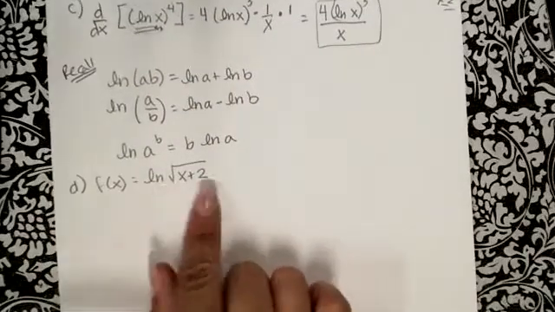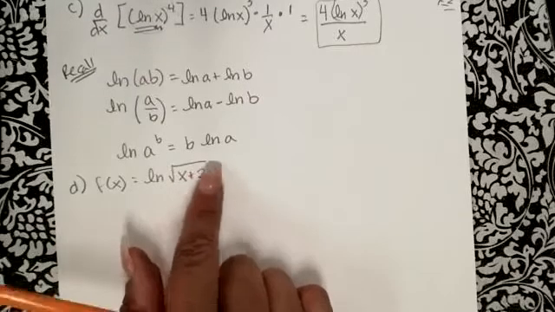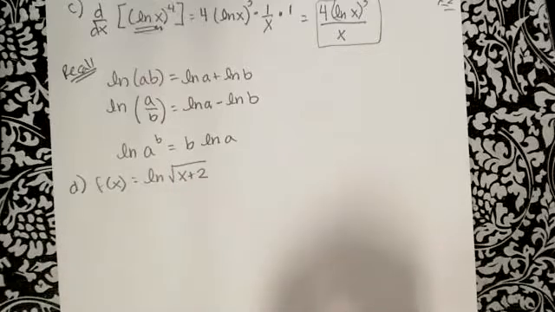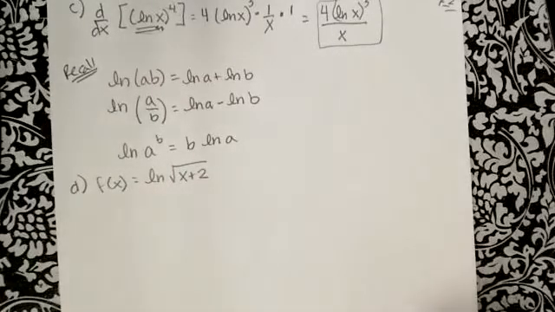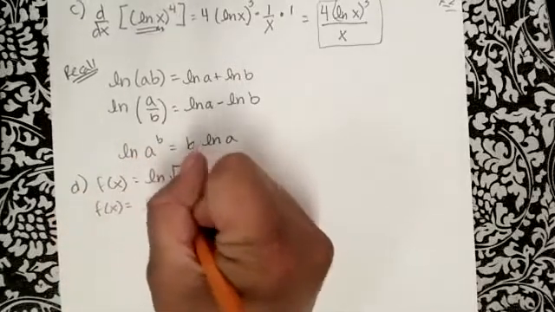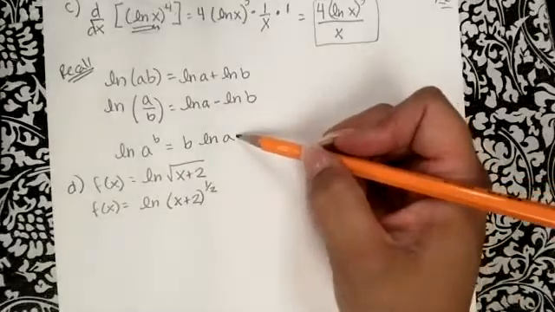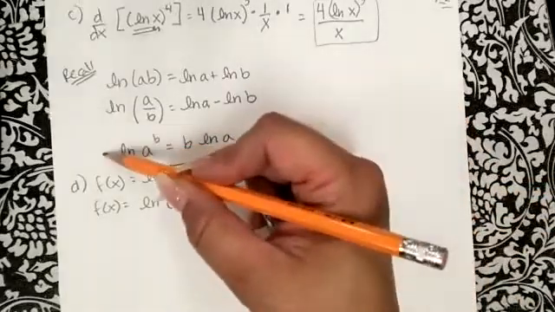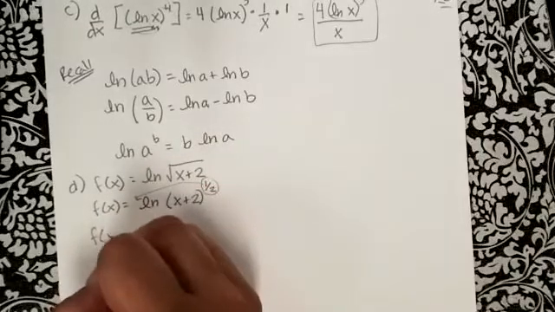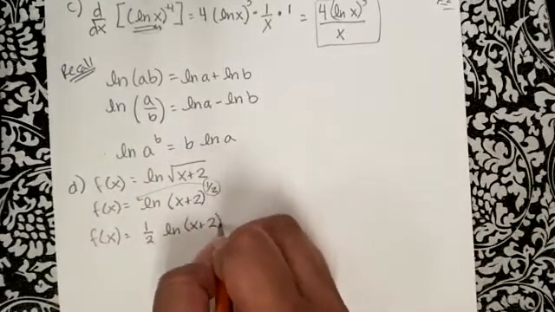A lot of times you could take the derivative right now, but then you're going to be stuck doing the chain rule in here. And remember, step number one is always try to simplify. So right here, what I'm going to do is rewrite this. This is actually f of x equals natural log of x plus 2 raised to the 1/2 power. If I use this property, I can move the exponent out to the front. So then f of x is equal to 1/2 natural log of x plus 2.